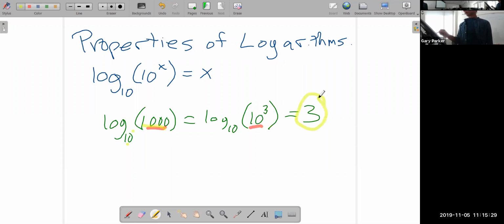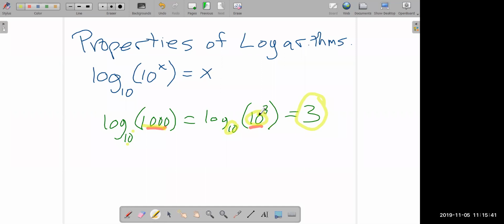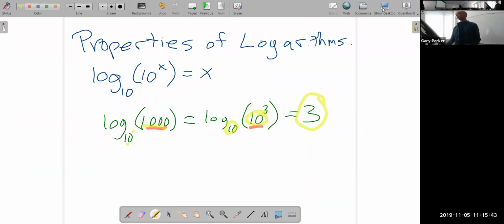Another way to think about it is if you have the same base here and here, they pretty much cancel each other out. Kind of like adding and subtracting cancel and multiplying and dividing cancel, the powers cancel. So let's type that into a calculator, to make sure we're not making it up.